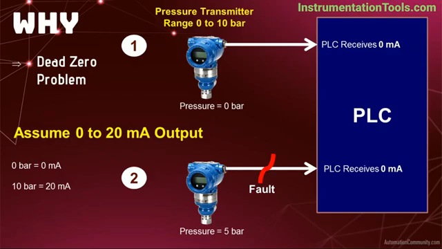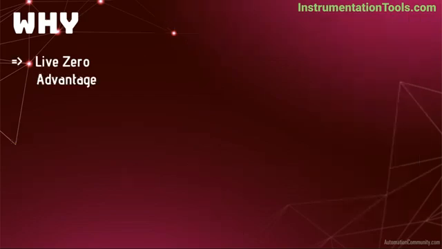If the current signal range started from 0 mA, then it is not possible to differentiate the real process variable and the faulty reading. Remember, we are discussing the olden days PLCs which do not have features like diagnostic circuits, fault identification, etc. How to solve this dead zero problem? The solution is simple: start the current signal range with some value instead of 0 mA. So, we choose 4 mA as the starting value.